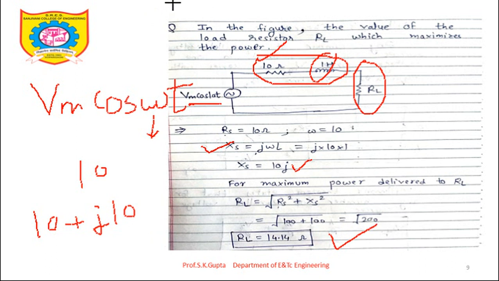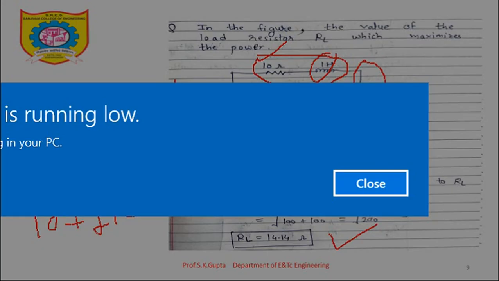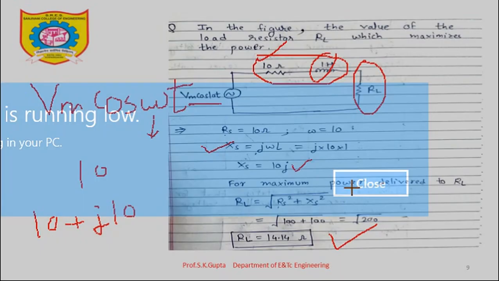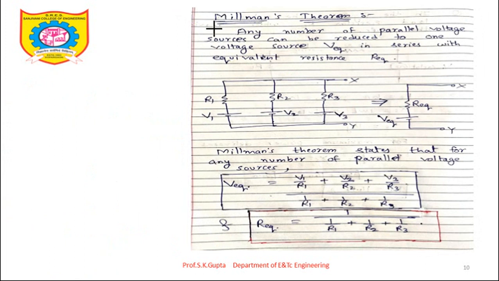Okay, now let's see the next theorem. The next theorem is Millman's theorem. So what is Millman's theorem saying? Any number of parallel voltage sources, each with a resistance, can be reduced to one voltage source V equivalent in series with an equivalent resistance R equivalent.